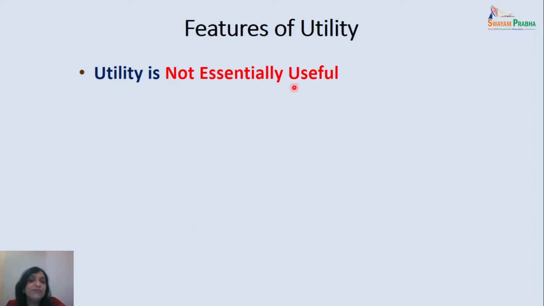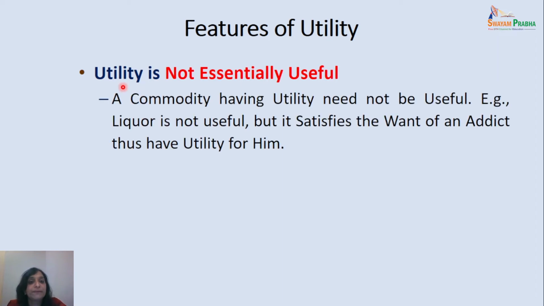Utility does not mean we are talking about the usefulness of the product. Utility, we are saying, is the satisfaction which you are deriving. So a commodity having utility need not be useful. For example, liquor is not useful, but it satisfies the want of an addict. Therefore, it has some utility to him.